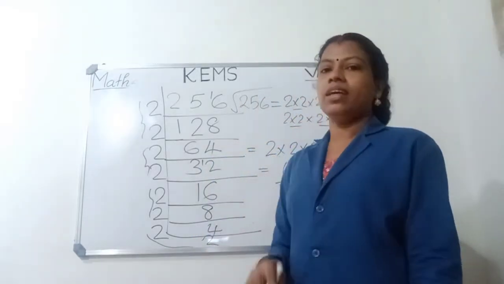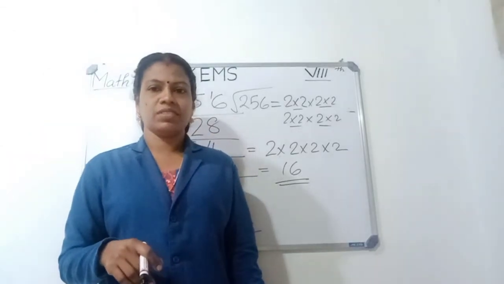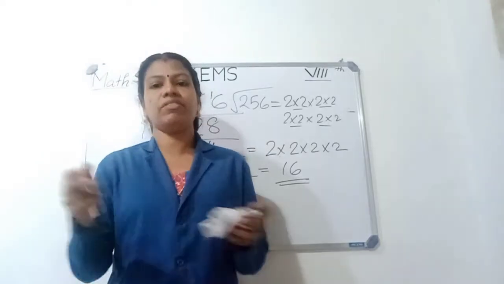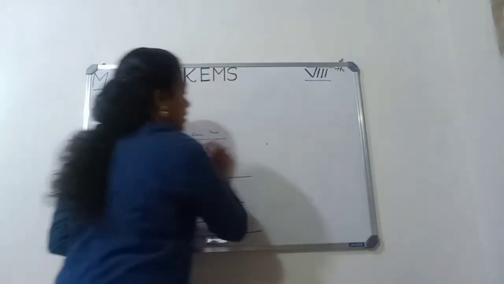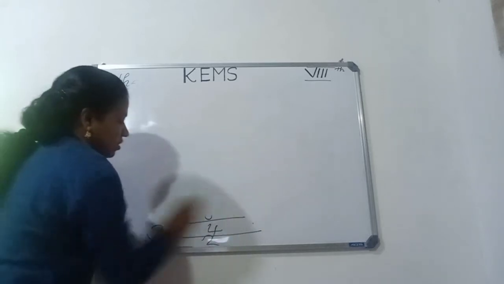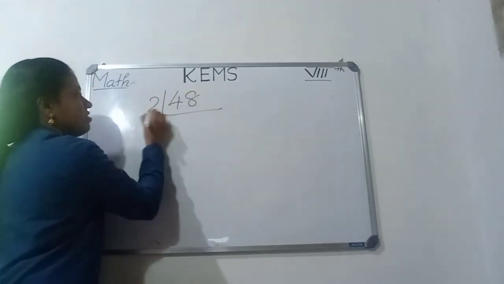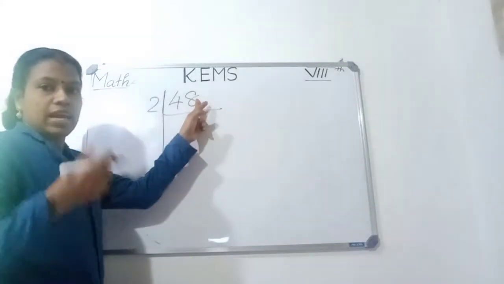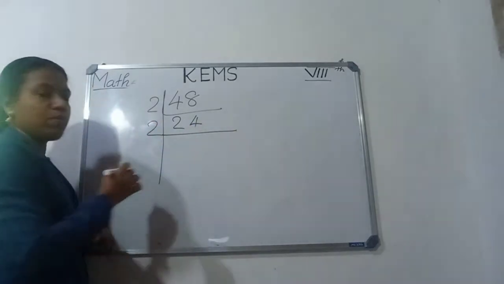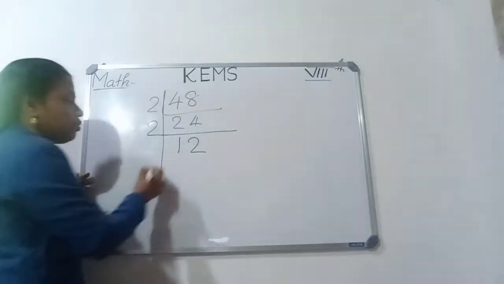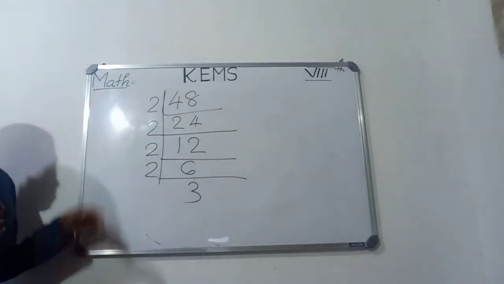Okay, clear? Can you find the square root of 48 in this method? Just find the prime factors of 48. Let us check whether 48 is a perfect square or not. First find the prime factors of 48. So 48 is divisible by 2 because it ends in 8, an even number. So 2 4s are 8. Again even number, divisible by 2. 2 6s are 12. It is divisible by 2. 2 3s are 6. 6 is divisible by 2. 3.